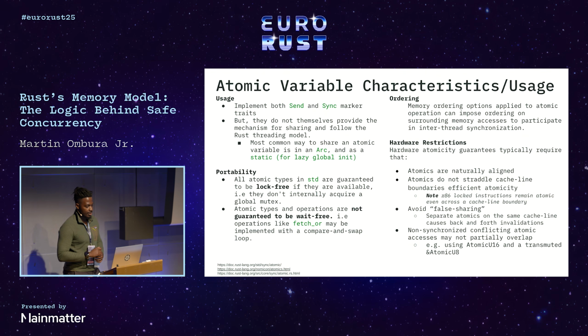Lastly, from a hardware restriction perspective, atomics are naturally aligned. So if you have an atomic I64, it's aligned by 8 bytes. And they're not supposed to straddle cache lines. And this is more so a performance thing.